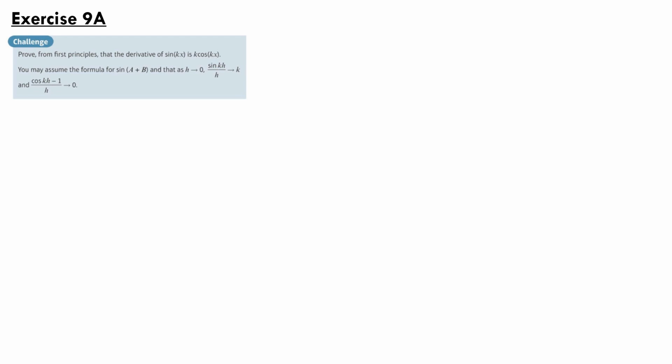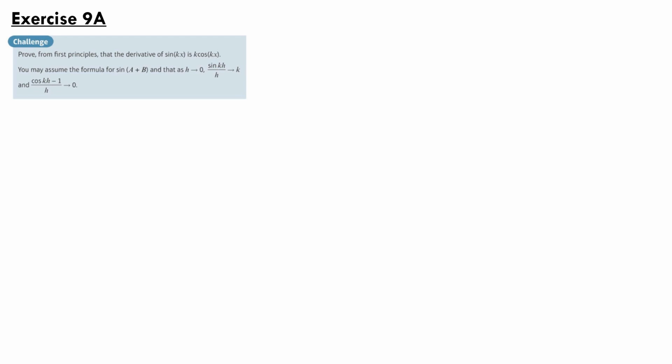Okay, our first question is from exercise 9a, and we're asked to prove from first principles that the derivative of sine of kx is k cos of kx, and we're told we can assume these things: the formula for sine of a plus b, and as h approaches 0, sine of kh over h approaches k, and cos of kh minus 1 over h approaches 0.